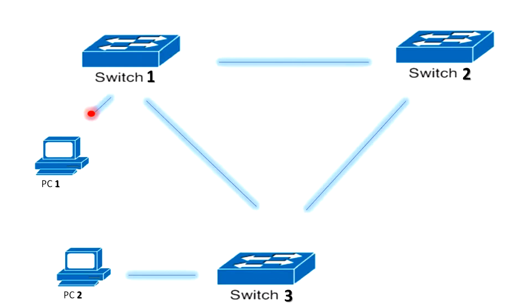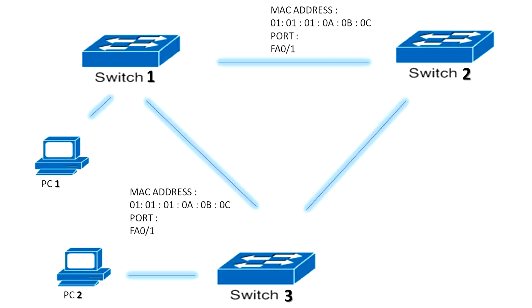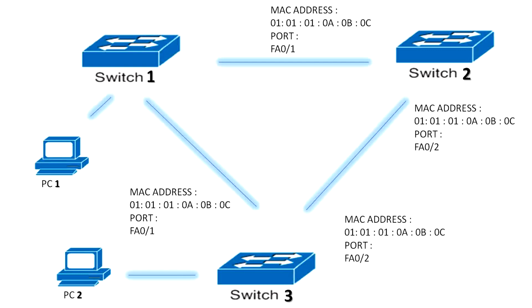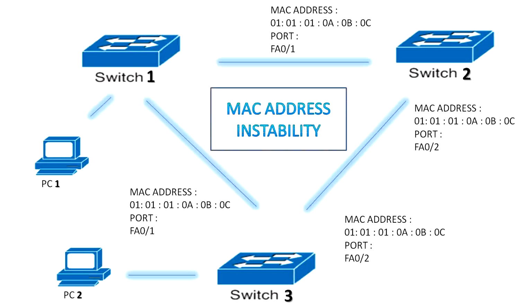Next is MAC address instability. Now there is a packet from PC1 again which wants to reach PC2. When switch 1 receives the packet, it floods the packet. When switch 3 and switch 2 receive the packet, they see that the source MAC address is from the FastEthernet 0/1 port. Again when they flood the packet, they see that the MAC address is the same but the port is different. So they continuously change the port in their MAC address table. This is called MAC address instability.